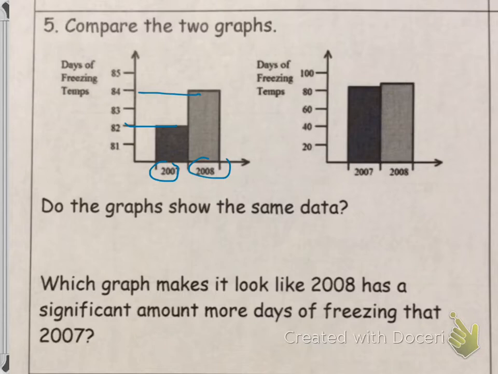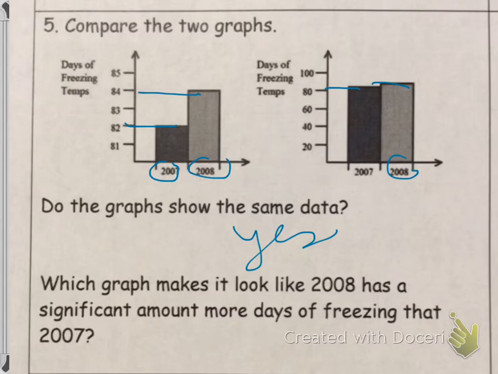Let's see if the other graph shows the same thing. 2007, we're up at 82. 2008, we're up at 84. Very similar graphs, exactly the same really as far as data goes, but the representation is a little bit different. So do the graphs show this data? I'm going to say yes, they do.